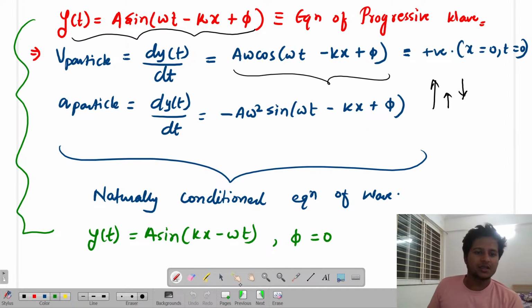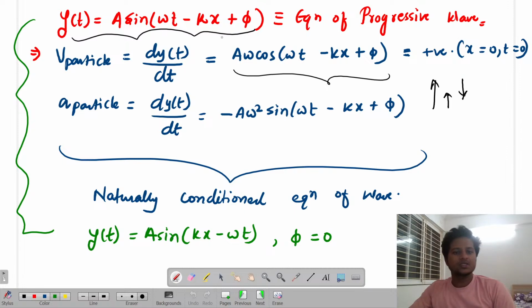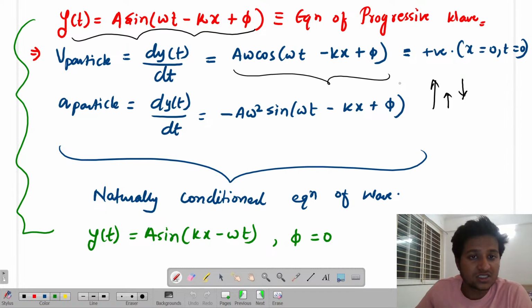So if I am writing the wave equation y is equal to a sine omega t minus kx plus phi, which is the equation of a progressive wave, and the velocity is also similar, meaning whatever the velocity is, I'm writing that these velocities are also the same in the same direction, then this is just a contradiction, or not?